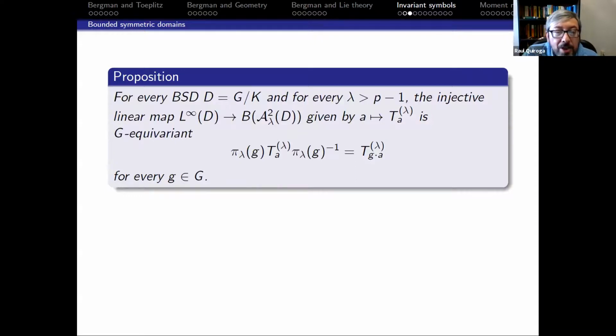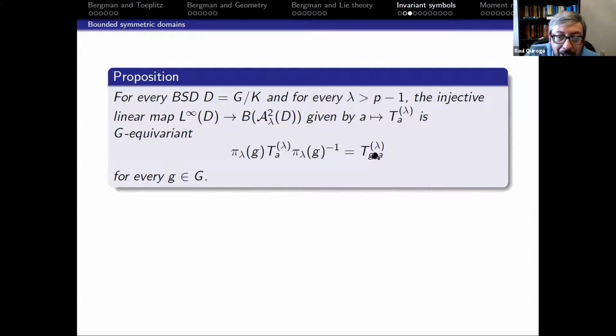There is a nice relationship between these unitary representations I mentioned and invariant symbols. For any bounded symmetric domain, the group of automorphisms acts on the domain, and acts on the Bergman space, so by conjugation it acts on the bounded operators on this Bergman space, and the map that gives to any symbol a Toeplitz operator is equivariant. The action on the operator is the action on the symbol.